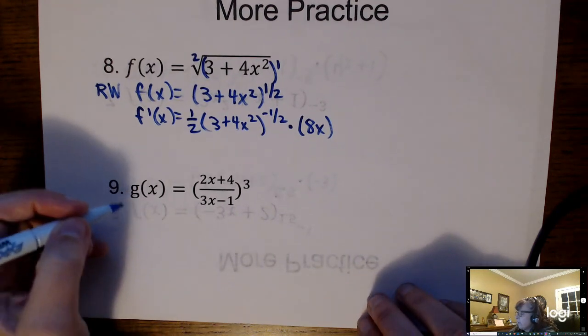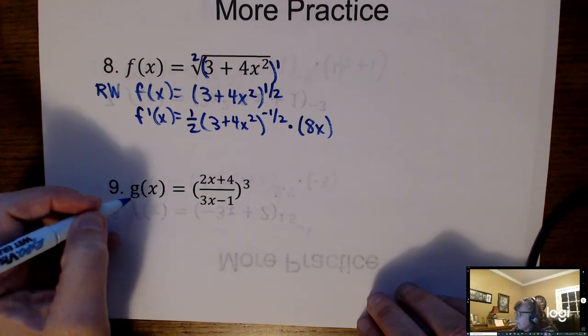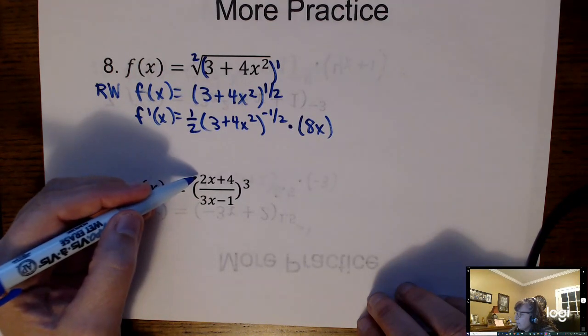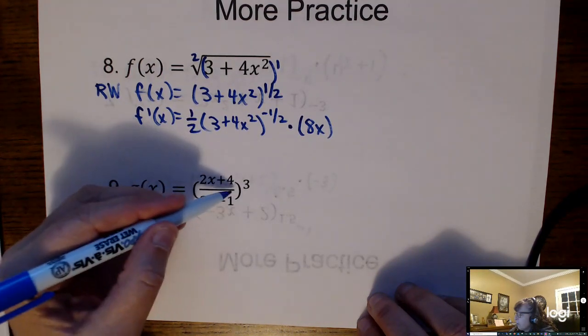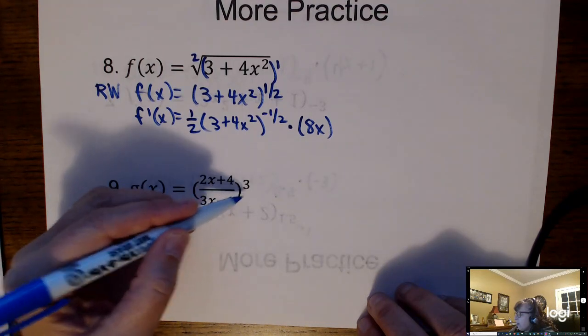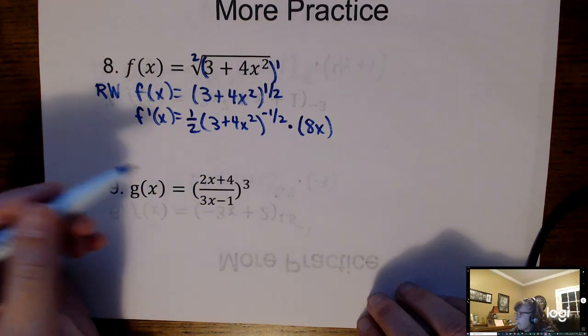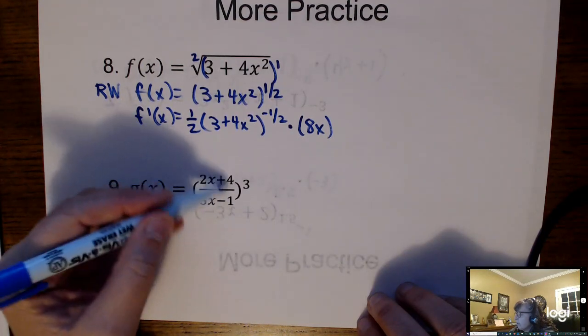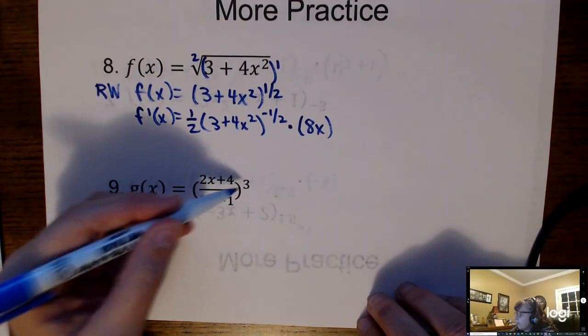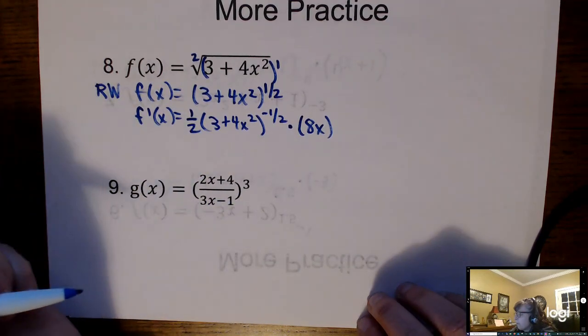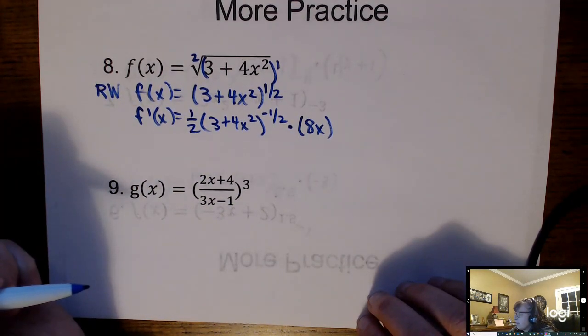Okay, and then number 9, g of x equals parentheses 2x plus 4 over 3x minus 1, all of that to the third power. So you've got a lot of stuff going on in this parentheses. Anytime you have a lot of stuff going on in the parentheses, this time you have a quotient in the parentheses to the third power, that's chain rule.